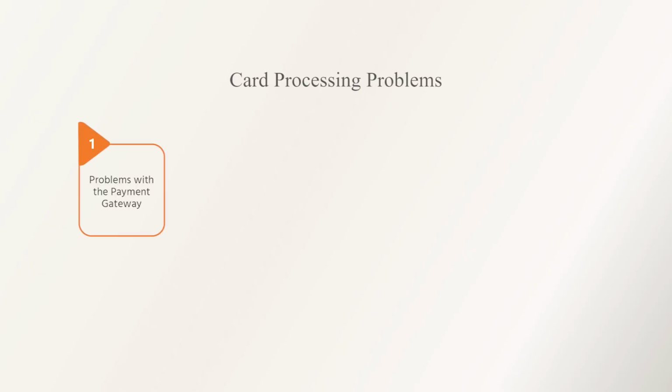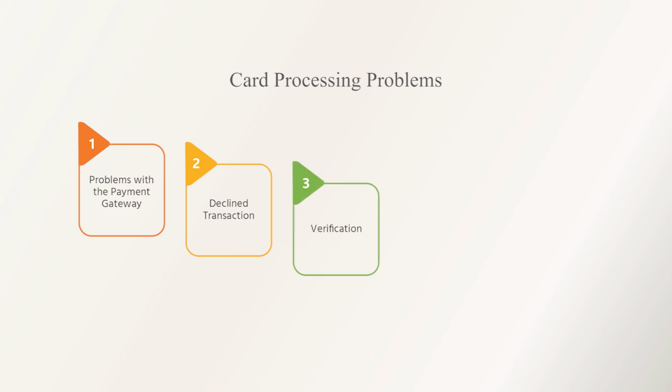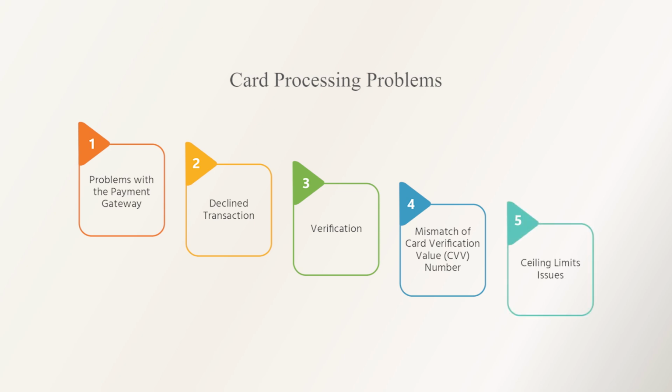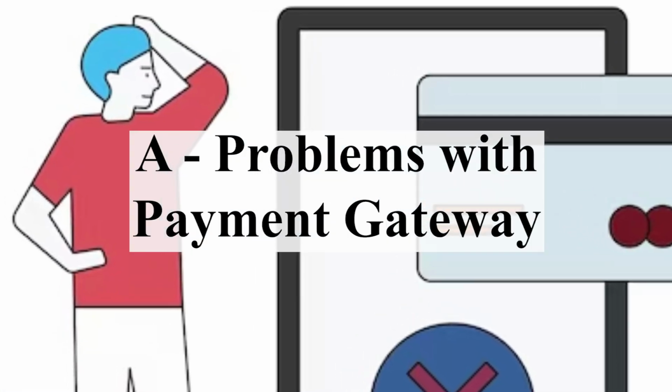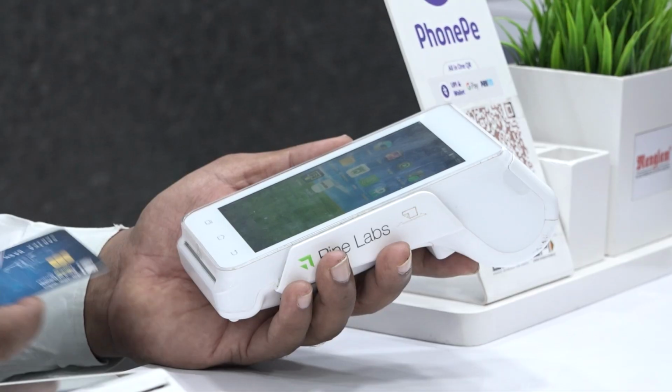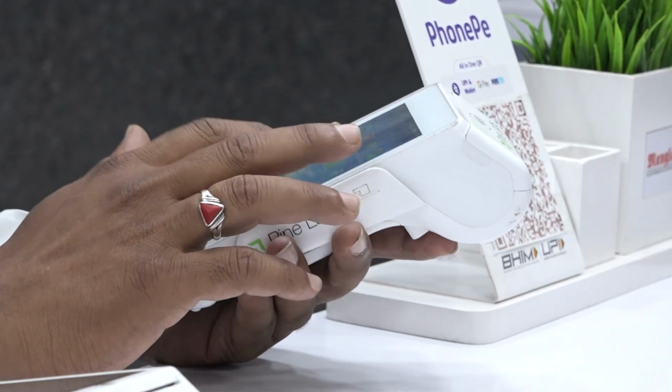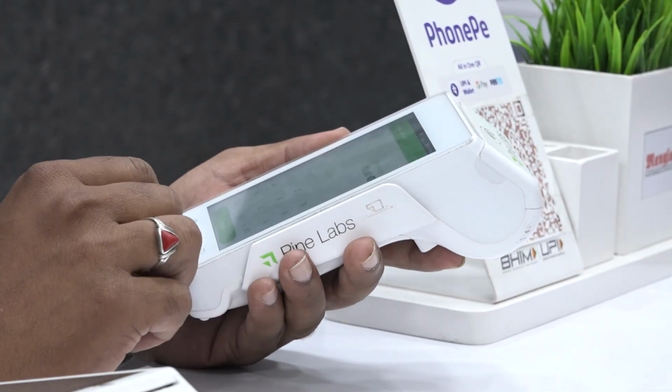Problems with the payment gateway, declined transactions, verification, mismatch of card verification value number, ceiling limit issues. Now, let's discuss this in detail. A. Problems with payment gateway. Payment gateway is an electronic portal. It accepts debit, credit card data from customer payment terminals.